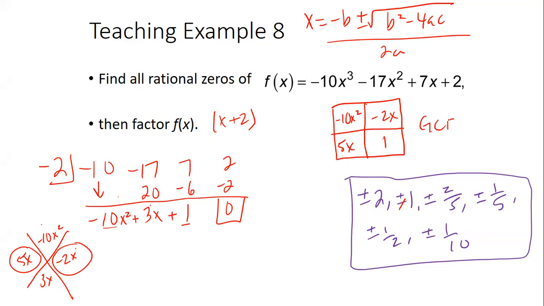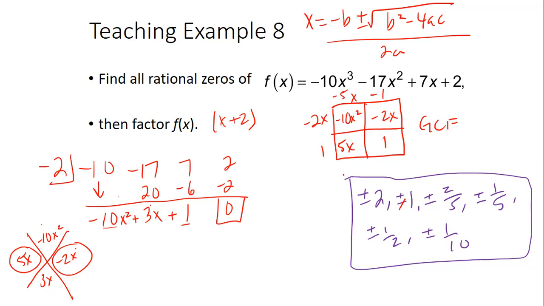The purpose of the box is to help you find your greatest common factor faster. What is the GCF between these two? 2. Not just 2, but a -2. What is the GCF between these two? 1. GCF between these two? It's going to be a -5. If the outer box is negative, the GCF is negative.